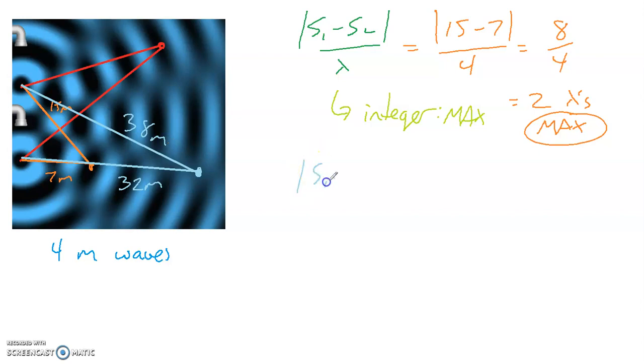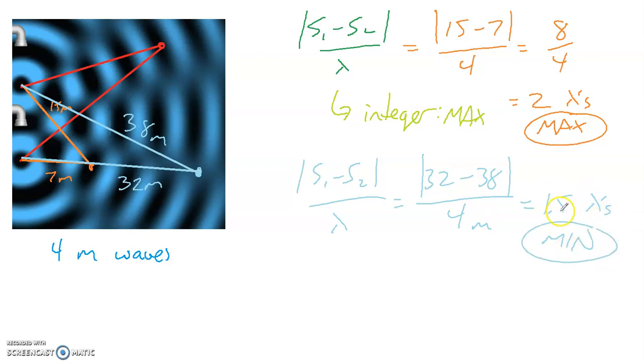All right, so I'll do the same thing. I'll do my S1 minus S2 divided by the wavelength. So I've got 32 take away 38. It doesn't matter what order they're in, because I take the absolute value anyway, and I'll divide it by the 4 meters. So the absolute value of the numerator, of course, is 6. 6 divided by 4 is 1.5 wavelengths difference. Well, that's a minimum. You got that 0.5.